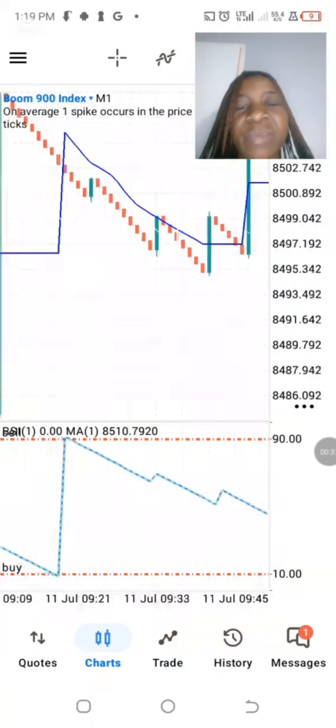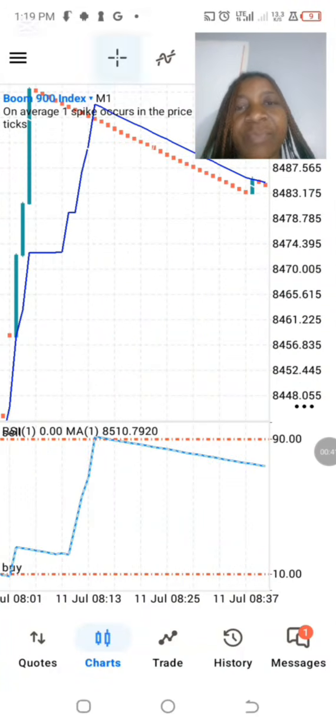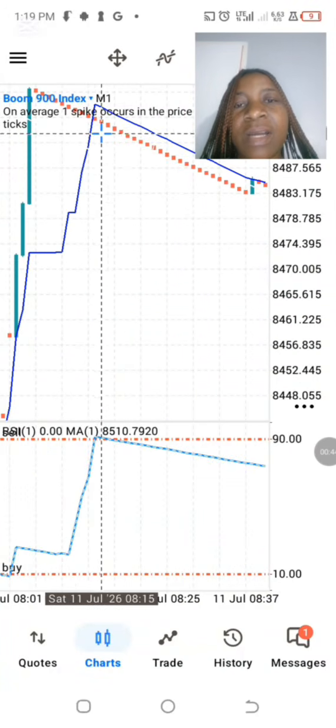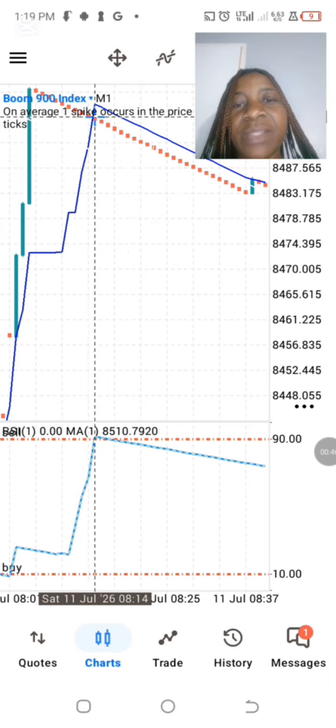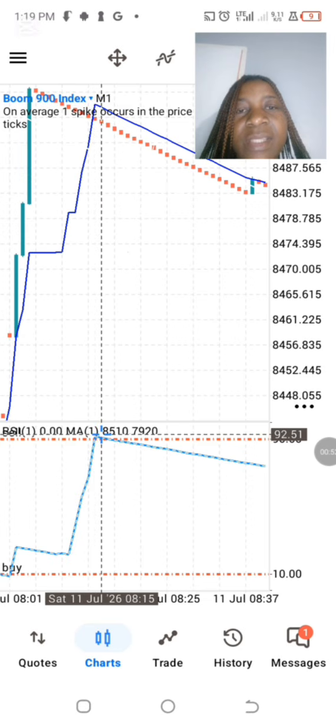Let's look for one last example in boom 900 before we move on to crash. Here's another perfect entry like we have seen. The Ichimoku has crossed above the candlesticks or the price, and here the moving average has crossed or reached level 90. We enter, we sell, and you take your 10 candles.